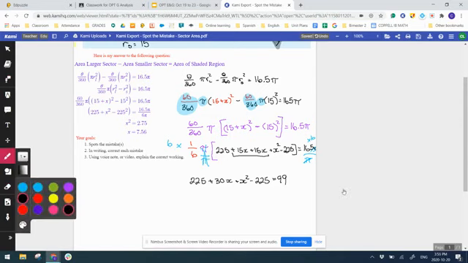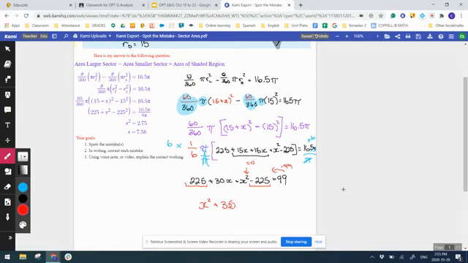So now, simplifying some more, I have a positive 225, I have a negative 225, so those are going to cancel out to 0. If I'm trying to solve an x squared, I need to set it equal to 0. So I need to move this 99 to the other side by subtracting. So I have x squared plus 30x and now minus 99 equals 0.